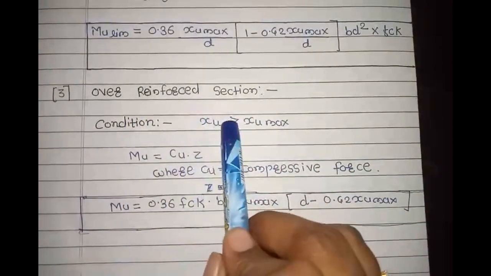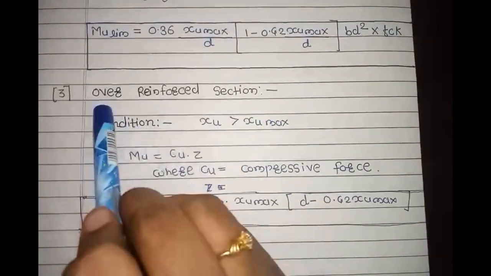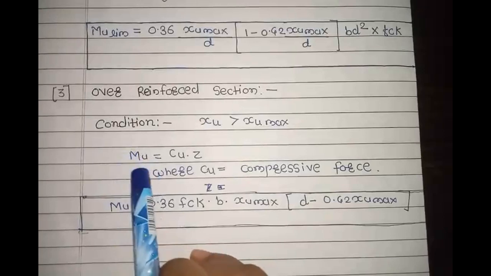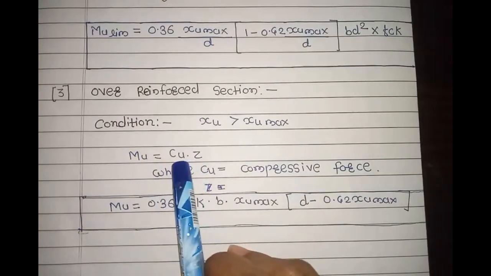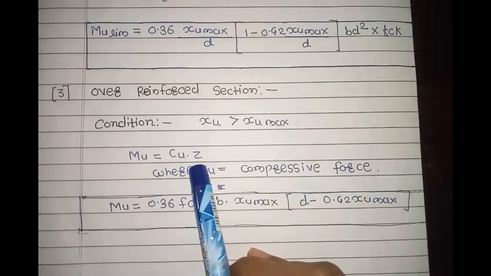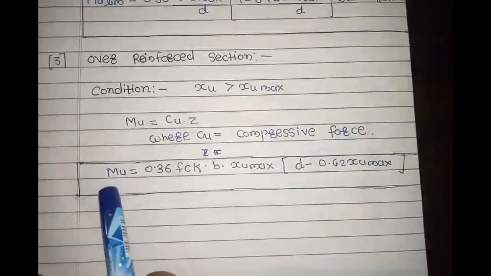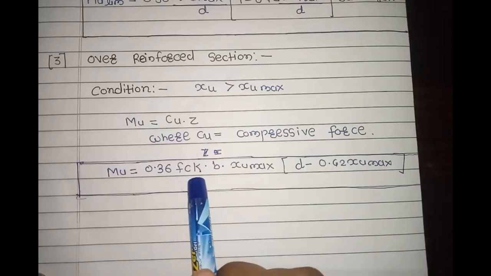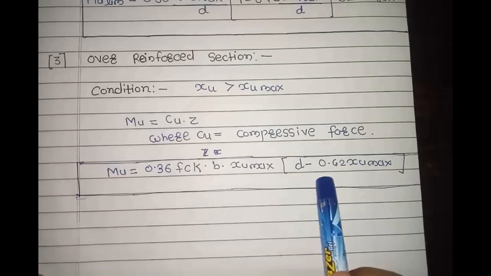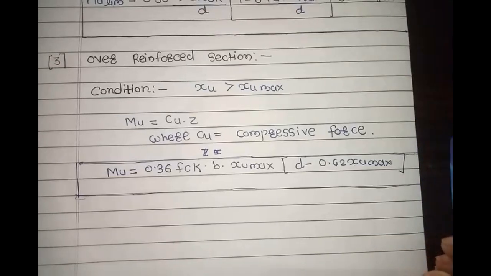Then third condition, over reinforced section. If the value of XU is greater than the value of XU max, then this is called over reinforced section. For over reinforced section, moment of resistance is calculated by formula Cu into Z, where Cu is the compressive force and Z is the lever arm between compressive and tensile force. So Mu is equal to 0.36 FCK into B into XU max, in bracket d minus 0.42 XU max. Okay. Thank you.